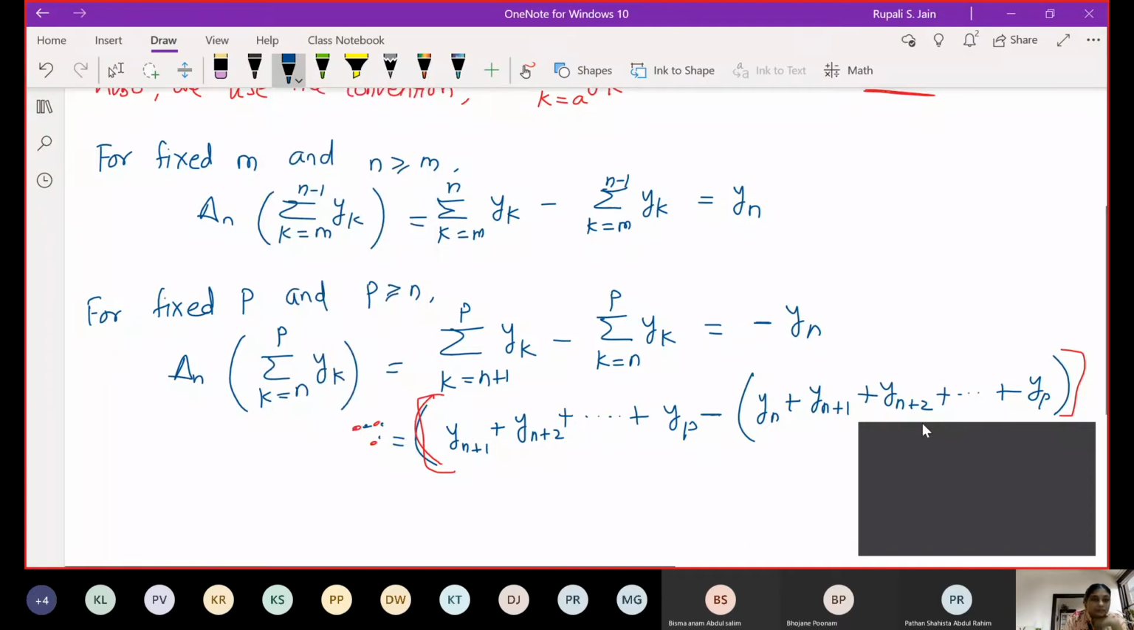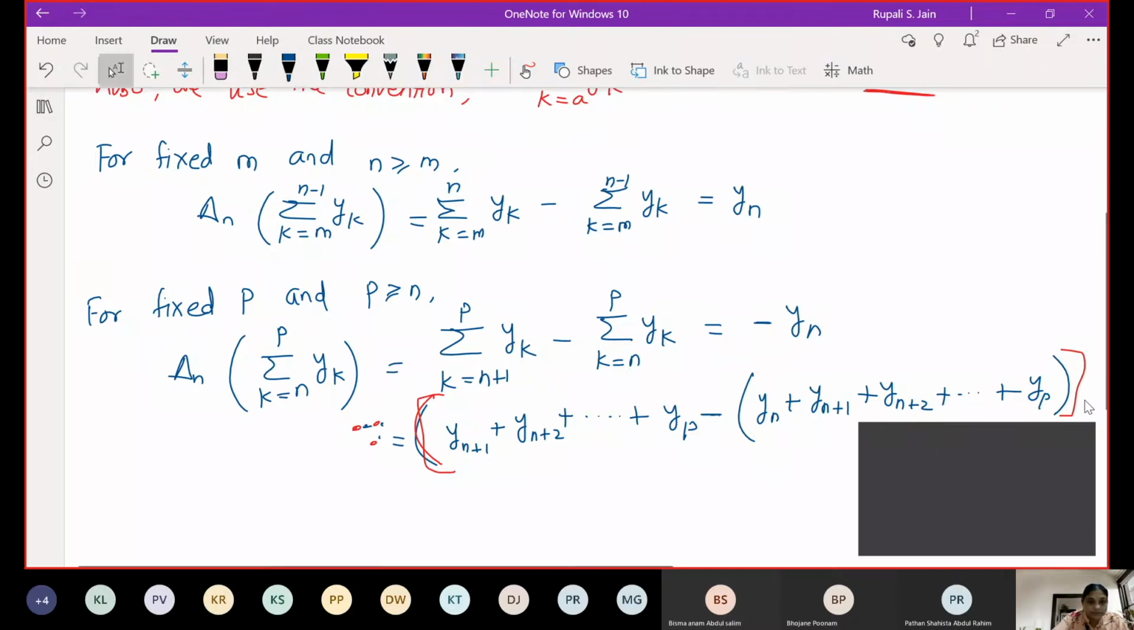So you can see the difference here. In the first summation, m is fixed. Okay, the lower limit is fixed, and in the below summation, p is fixed. The upper limit is fixed and we are varying n. Okay, here we are varying n.